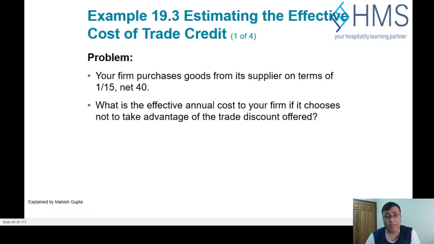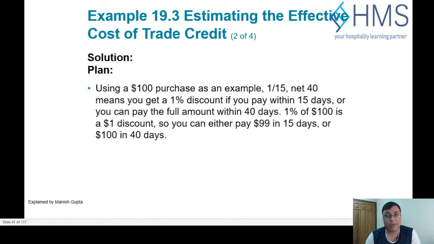What is the effective annual cost to your firm if you choose not to take advantage of the trade discount offer? How much are you actually losing by not taking the cash discount? If you pay in 15 days, you get a 1% discount. Let's say you make a $100 purchase. You need to pay $99 in 15 days, otherwise you have to pay $100 in 40 days.